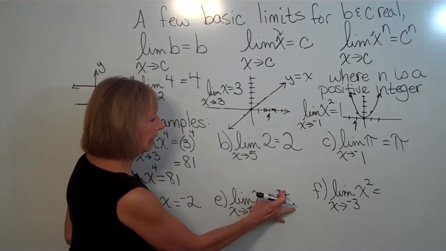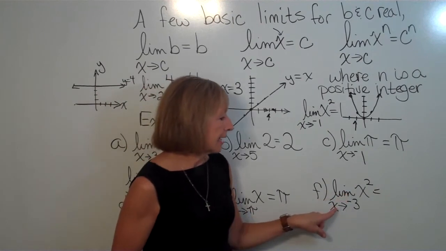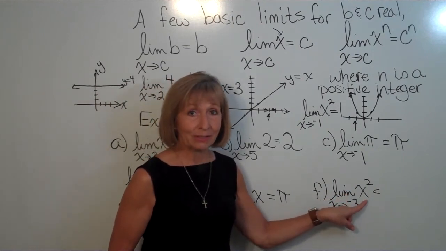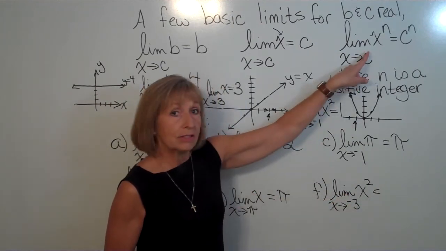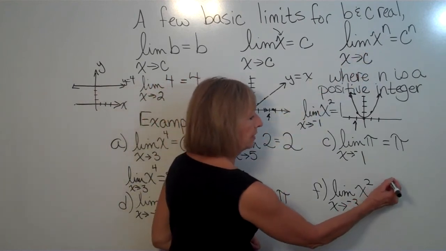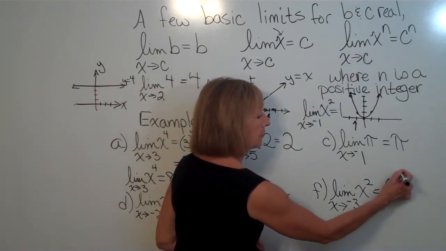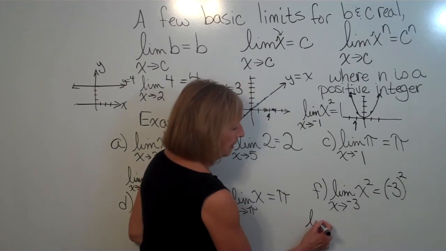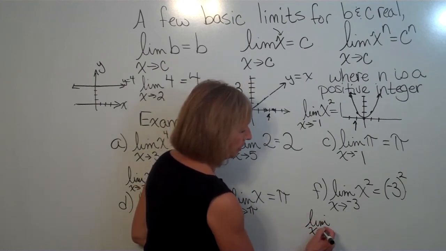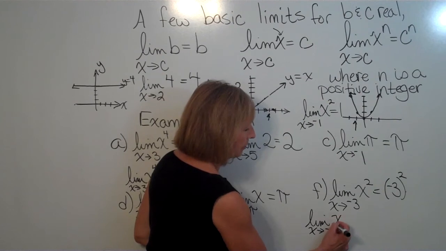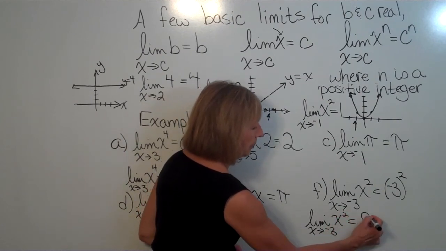And then for our last part, the limit as x approaches -3 of x squared, that is this third one, and so that's going to be (-3) squared. So the limit as x approaches -3 of x squared is equal to 9.